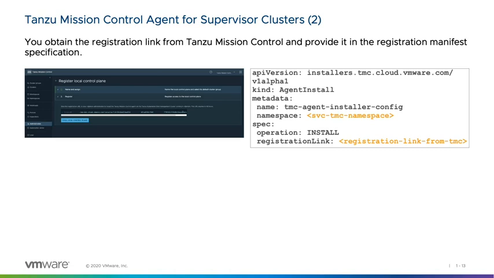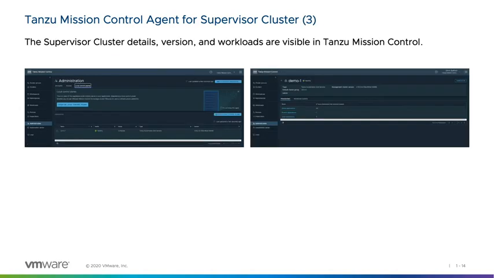To uninstall the Tanzu Mission Control agents and unregister the supervisor cluster from Tanzu Mission Control, simply change the value of operation from install to uninstall and reapply the manifest specification. Once a supervisor cluster is registered in Tanzu Mission Control, the supervisor cluster details, version, and workloads are visible in Tanzu Mission Control.